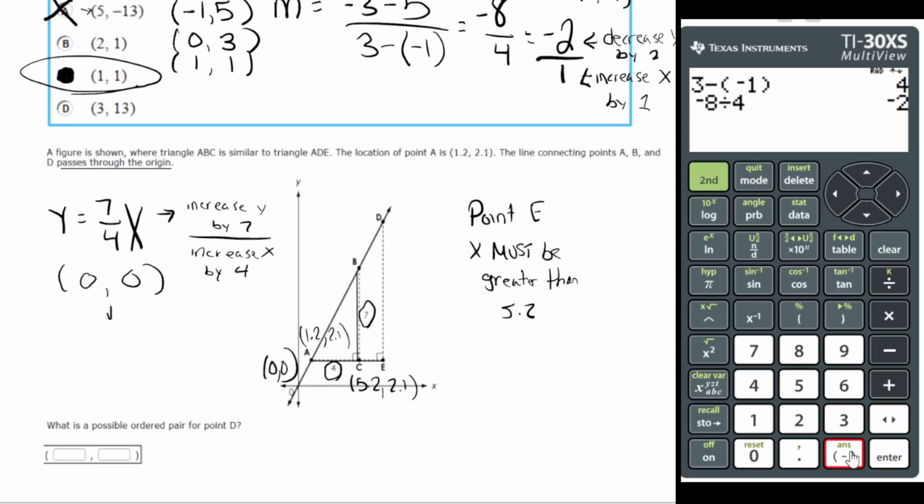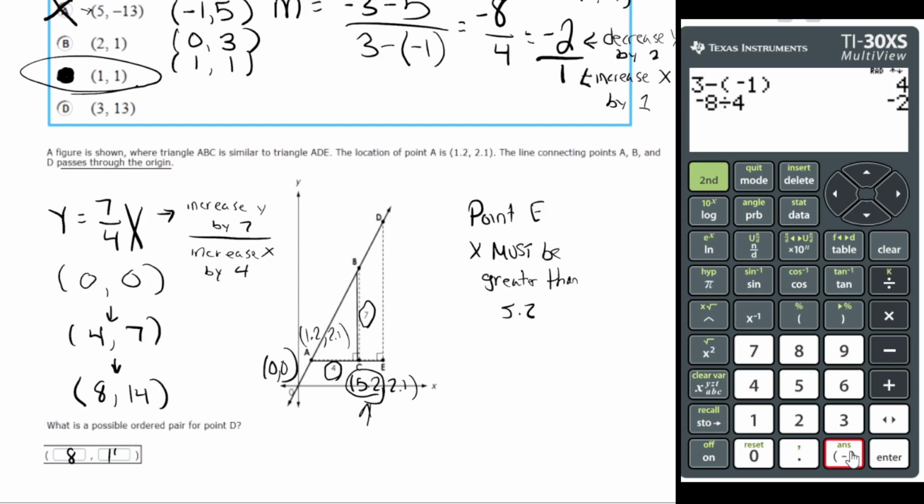So let's go to our next point. Increase x by 4. 0 plus 4 is 4. Increase y by 7. 0 plus 7 is 7. That is not bigger than 5.2, so we can't use that point. Let's go to our next point. Increase x by 4. 4 plus 4 is 8. Increase y by 7. 7 plus 7 is 14. 8, 14. Is that bigger than 5.2? It is. So that works.